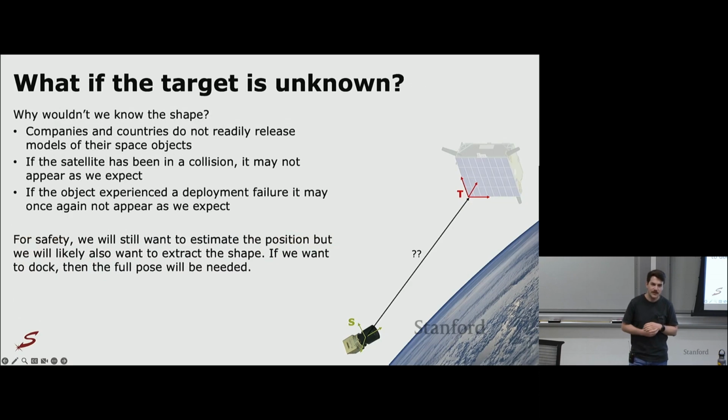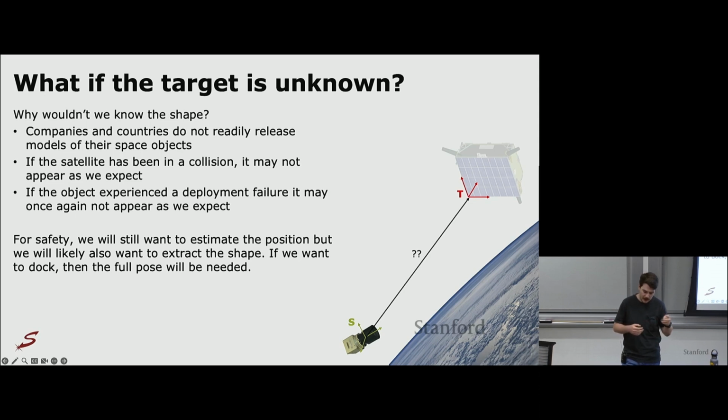This lecture, though, was titled Close-Range Vision-Based Pose Estimation, Pose and Shape Estimation. So let's talk about the shape portion of this. And that's if the target is unknown. And again, a really clear question is, why would the target be unknown? There's three main reasons why. The first one is that companies and countries don't readily release CAD models of their space assets. So in general, you can't really assume that you're going to have those.